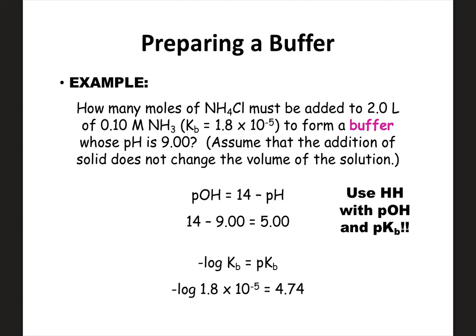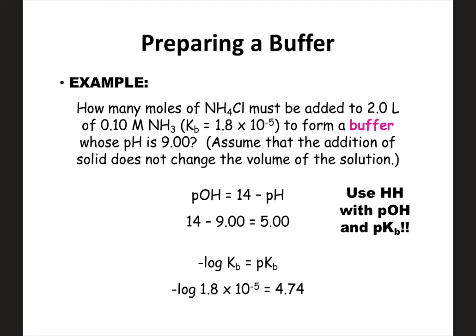First thing you need to realize is, remember, the weak component of your buffer determines which version of the equation you're using. Well, in this case, the weak component is NH3. That's a weak base, and you would know this because, look, they gave you a Kb. So the weak part of the buffer is NH3, a weak base. That means you need to use the pOH version of the Henderson-Hasselbalch equation. Pay attention to that. Whichever one is the weak. If your weak is an acid, use the pH version. If the weak is a base, use the pOH version.